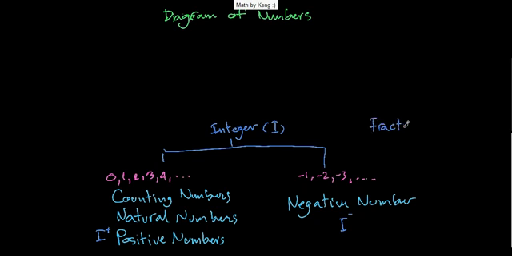Fractions and decimal numbers. The examples of this kind of number are 1/2, 3/4, like this, and also 0.12. We call it fraction and decimal. Both are the same, but we just write it in different forms.